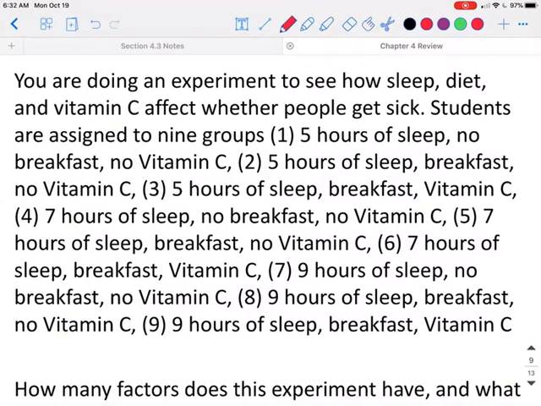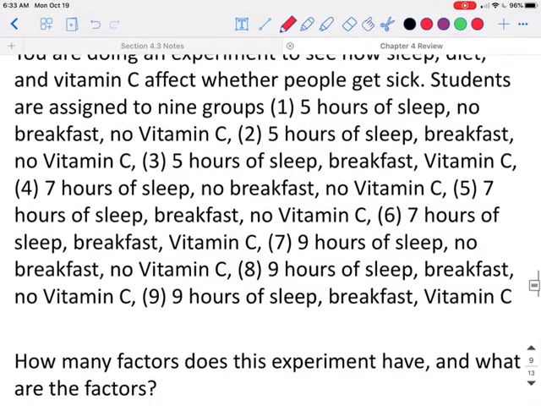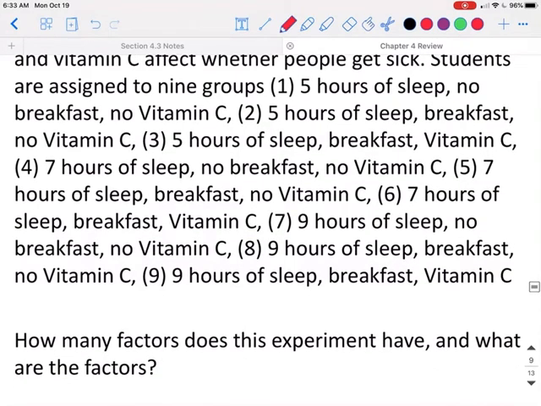You are doing an experiment to see how sleep, diet, and vitamin C affect whether people get sick. Students are assigned to 9 groups. The first group gets 5 hours of sleep, no breakfast, and no vitamin C. Group 2 gets 5 hours of sleep, breakfast, and no vitamin C. Group 3 gets 5 hours of sleep, breakfast, and vitamin C. Group 4 has 7 hours of sleep, no breakfast, no vitamin C. Group 5 has 7 hours of sleep, breakfast, and no vitamin C. Group 6 has 7 hours of sleep, breakfast, and vitamin C. Group 7 has 9 hours of sleep, no breakfast, and no vitamin C. Group 8 has 9 hours of sleep, breakfast, and no vitamin C. And Group 9 has 9 hours of sleep, breakfast, and vitamin C.